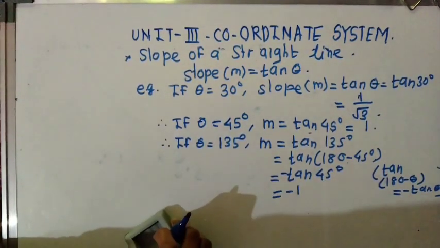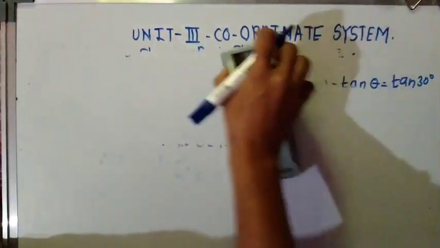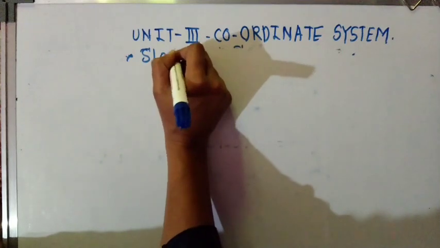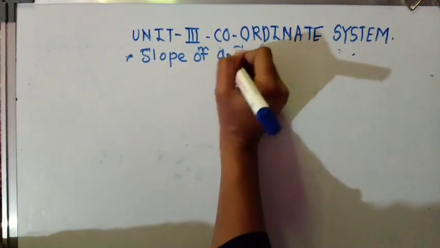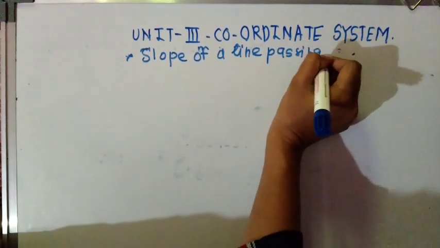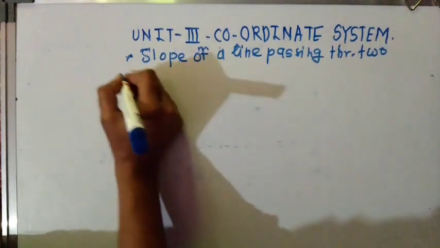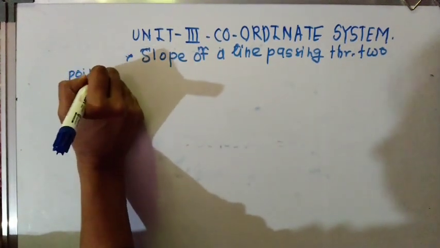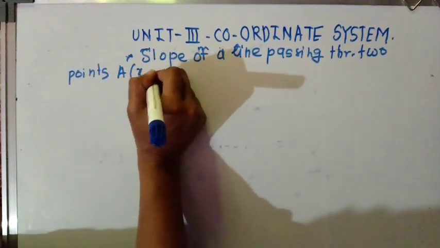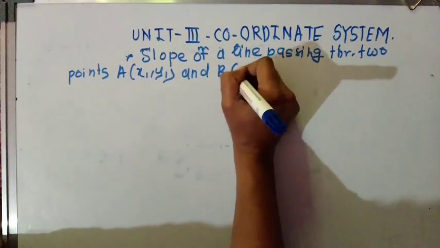Then we give the next point. Slope of a line passing through 2 points, A (x1, y1) and B (x2, y2).